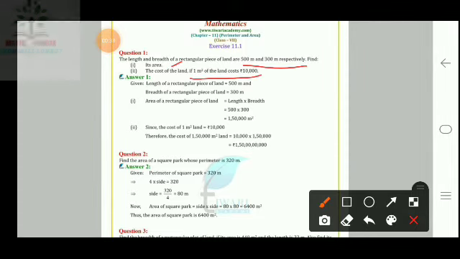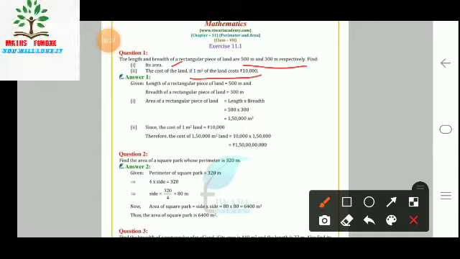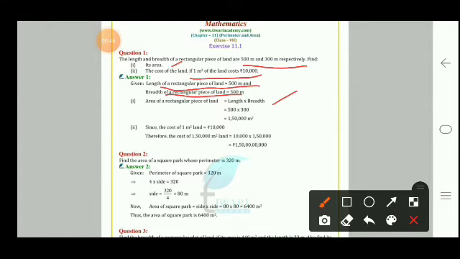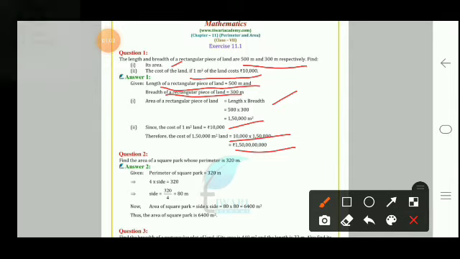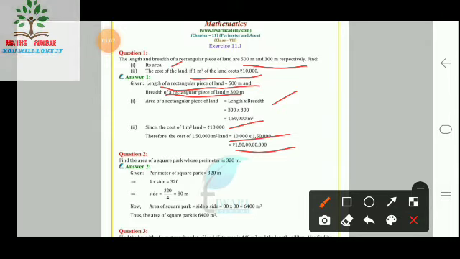So we have to find the area. It is given that the length of the rectangular piece of land is 500 meter and the breadth is 300 meter. Now the area will be L into B, so 500 into 300, that is 1,50,000 meters square. Then the cost of 1 meter square of land is rupees 10,000. So multiplying the area with the cost will give the total cost, which is 10,000 into 1,50,000, which is equal to 150,000,000,000.